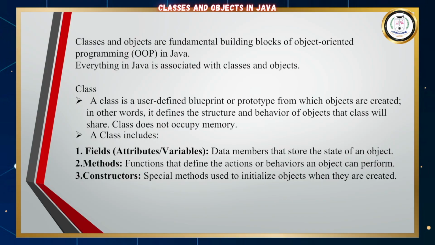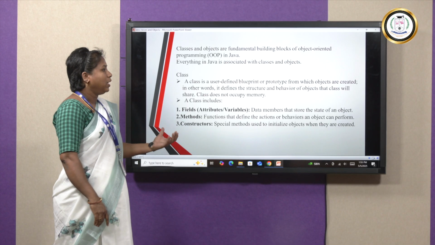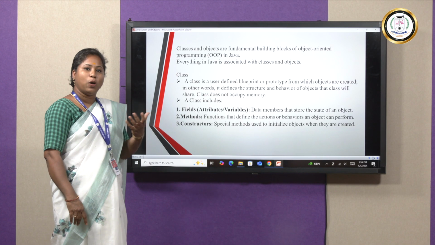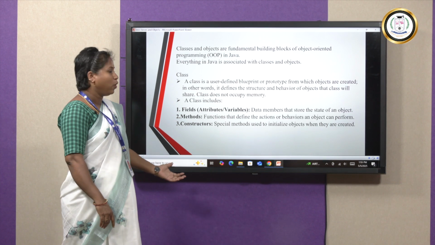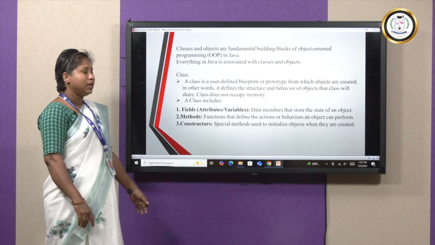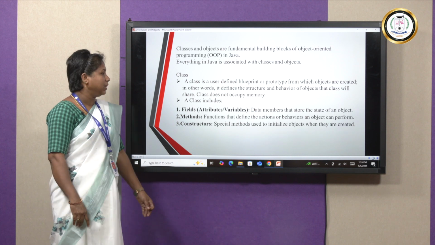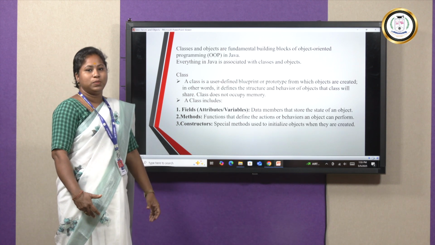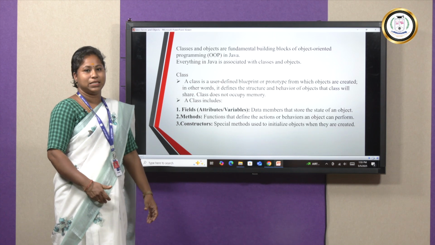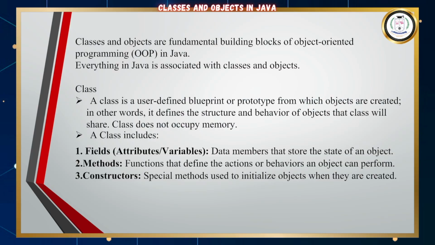Before that, we will define what a class is. A class is nothing but a blueprint or prototype of the particular object, and these are the objects we are creating with the help of classes. In other words, classes are nothing but the structure and behavior of the object, which mainly define the object structure. And classes do not occupy any space when they are created.